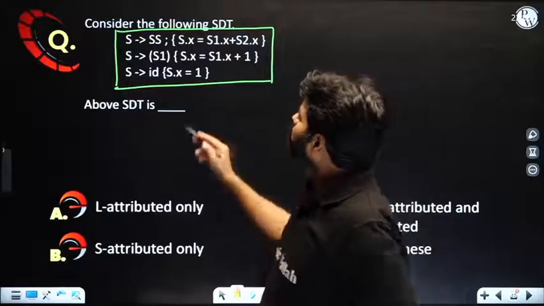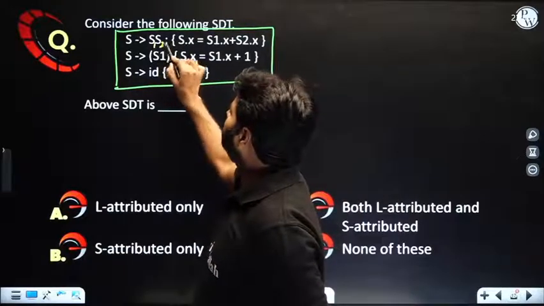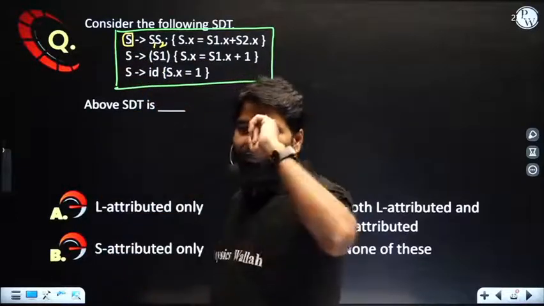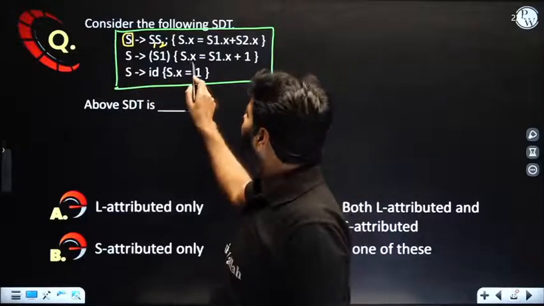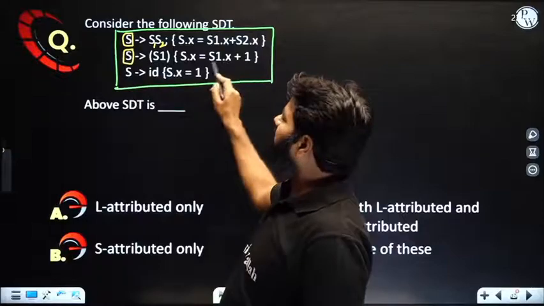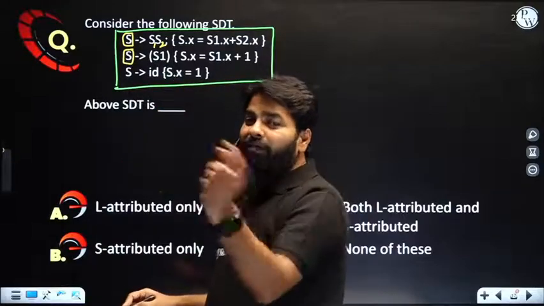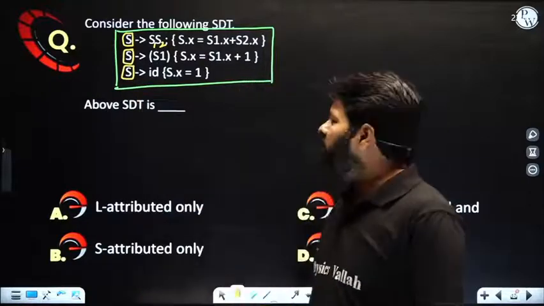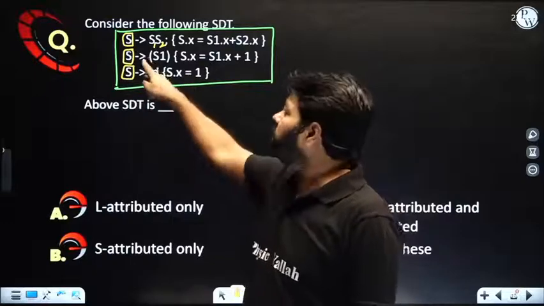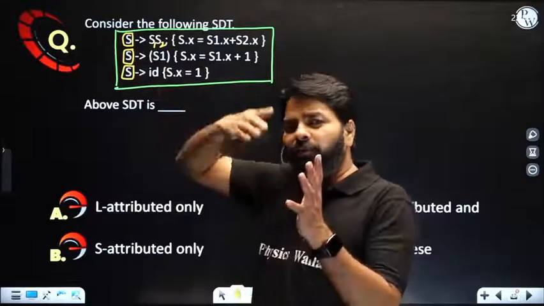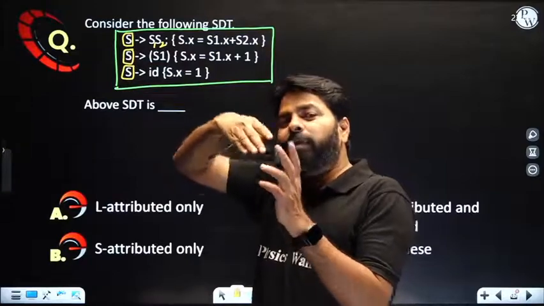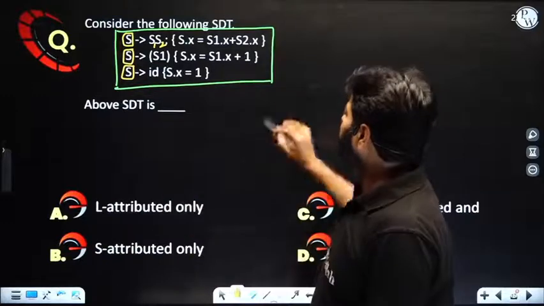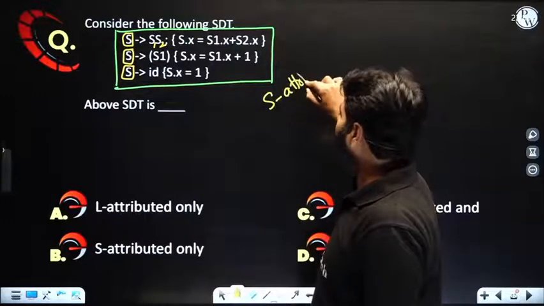Now, I told this one is 1 and this one is 2. Now you are computing at S, you are computing at this point by depending on its children. Oh, that means there is a chance of S attributed grammar. And here you are computing at S by depending on its child, S1. That means it is S attributed concept. And here you are computing at this, but you are not depending on anyone. That's fine. This can be in any grammar. But these two are happening what? Computing by depending on its children. Now, when I say it is S attributed, it is also L attributed. So it's S attributed grammar.